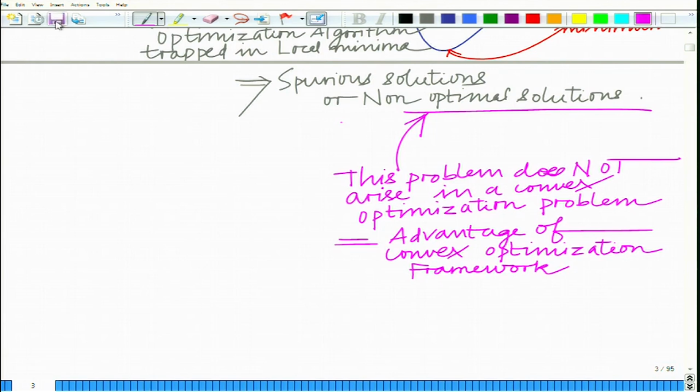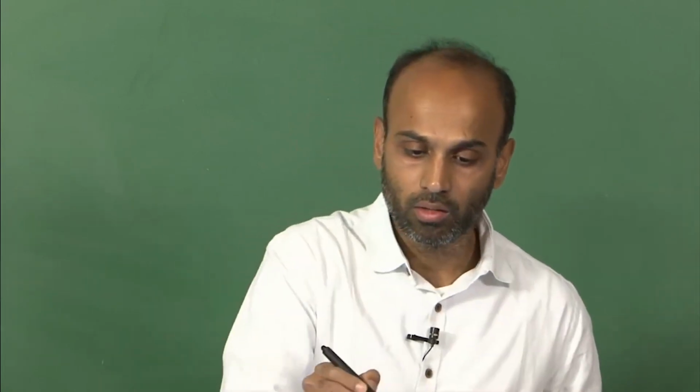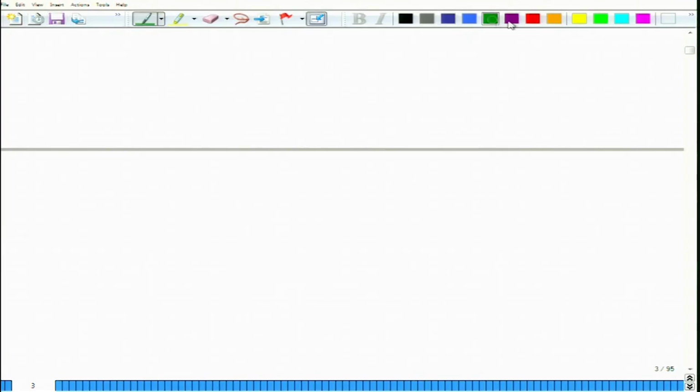And that is the advantage of the convex optimization framework. Because there are no local minima, you only have global minima, so the algorithm does not get trapped in local minima. Now, a related, convenient reformulation of a convex optimization problem is what is known as the epigraph form, which I am going to describe shortly. So, a convex optimization problem can be recast in what is known as its epigraph form.